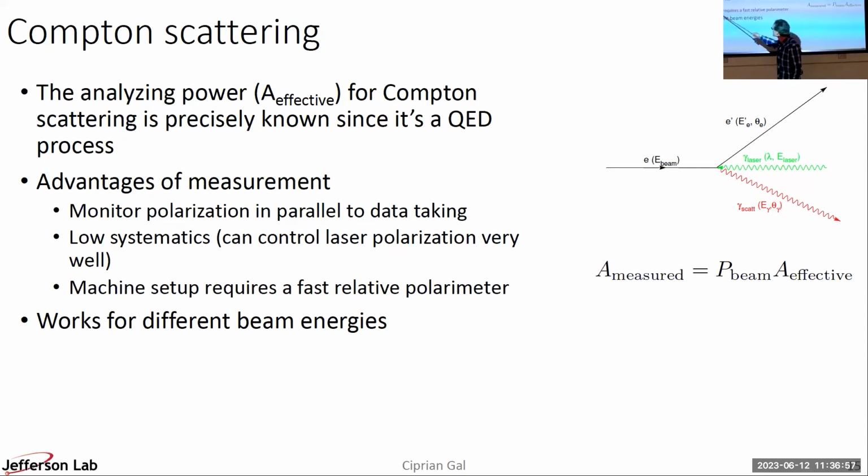And lastly, the machine setup actually requires a very fast relative polarimeter. So when you set up the machine at the beginning, what you need to do is make sure that the magnetic lattice is perfectly right, so the beam doesn't wobble around, because if it would, then you lose polarization. So that's one way to tune by making this measurement. The other thing is that this type of interaction works very well at different energies.